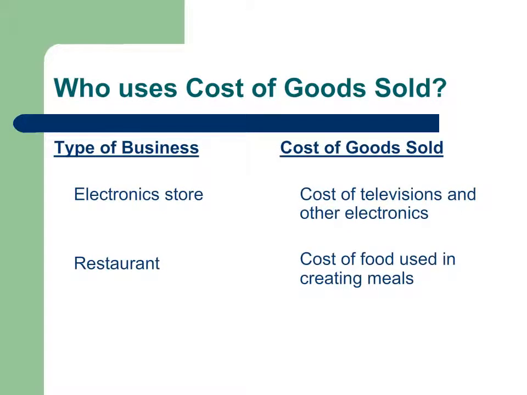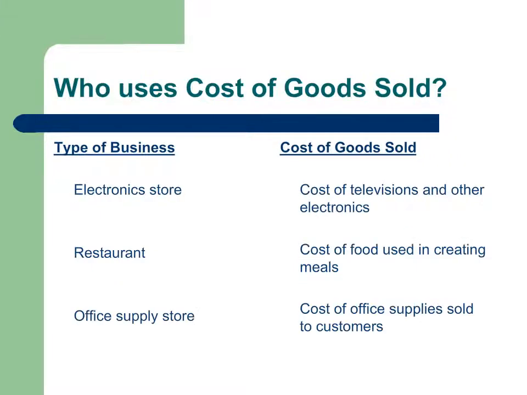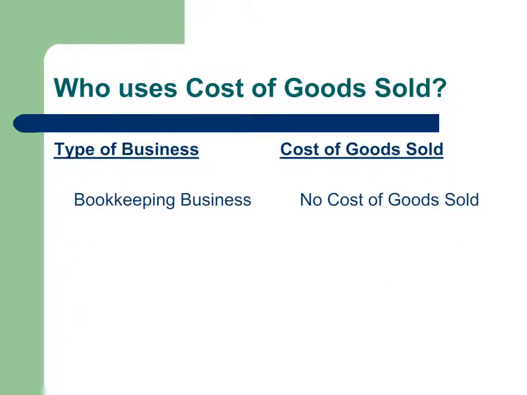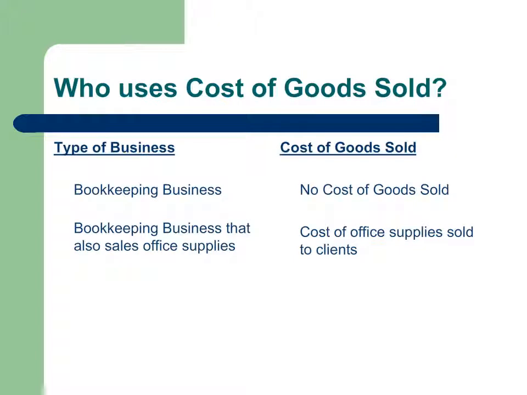This is true of any business that sells goods. The cost of food used in creating meals is the cost of goods sold for a restaurant. The cost of office supplies delivered to a business is the cost of goods sold for an office supply store. Generally, a business that only provides services does not have cost of goods sold. For instance, a bookkeeping service does not usually sell inventory, so it won't have a cost of goods sold. However, if the bookkeeping service also sells office supplies, it has a cost of goods sold whenever it sells those supplies.